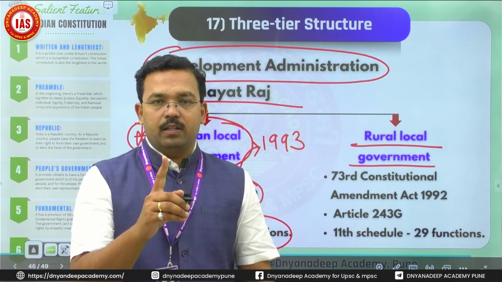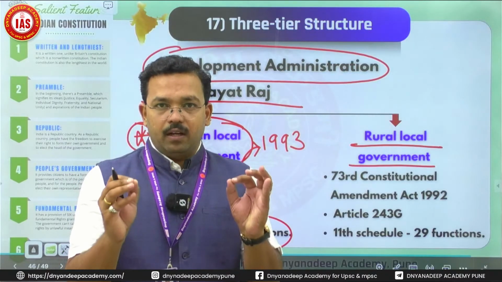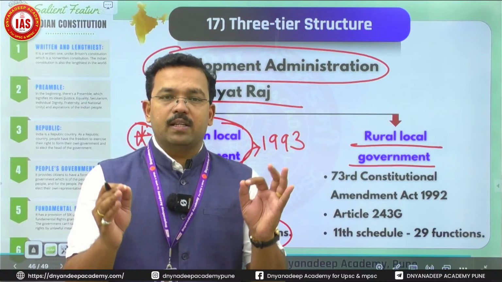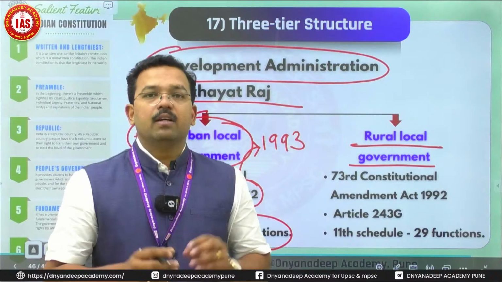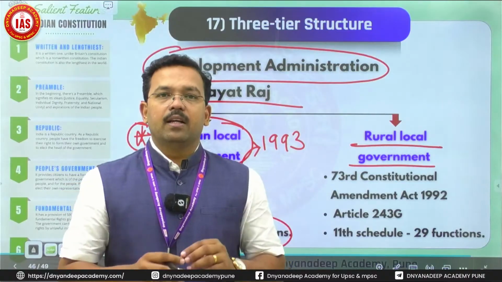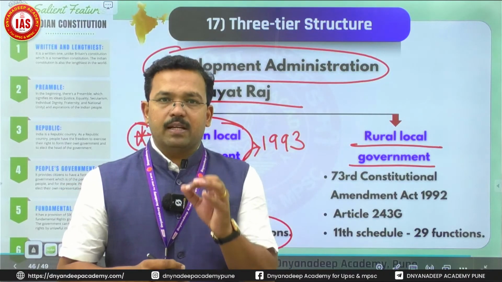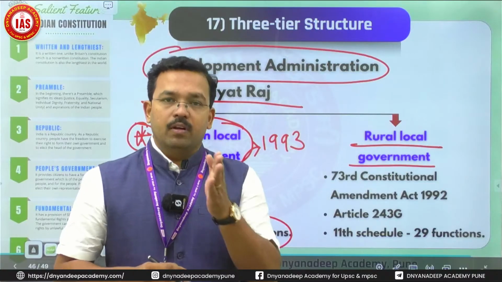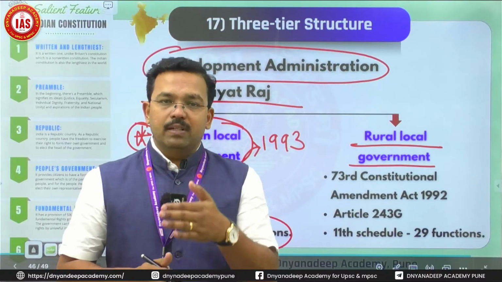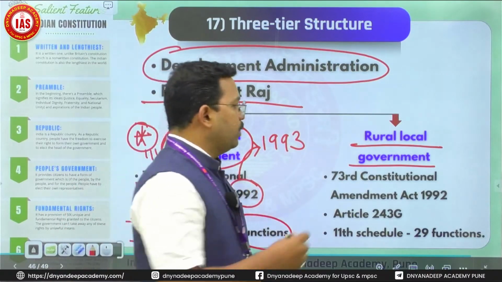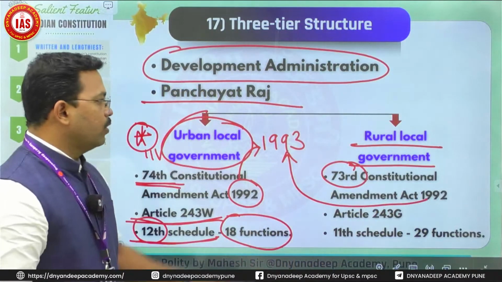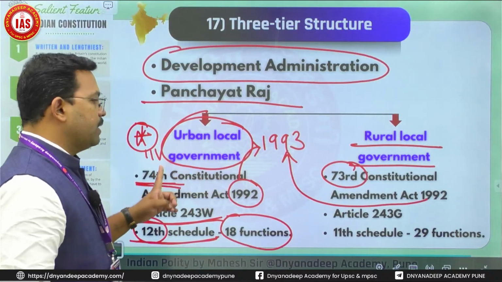Here is one very important thing. I am using a line, remember very carefully. Gram Sabha is an epitome of direct democracy in India. It means Gram Sabha is one of the best examples of direct democracy in India. Gram Sabha has constitutional status in India by the 73rd Amendment Act of 1992, which was again implemented in 1993. So rural local government 73rd, urban local government 74th.